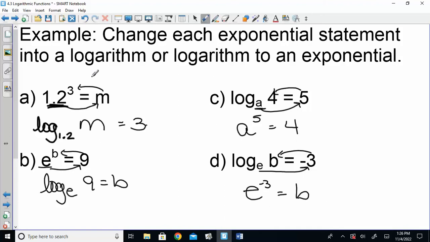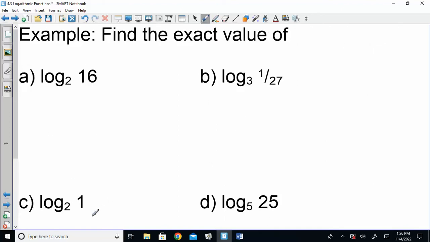Let's practice evaluating logs. I want to find the exact value on these. I'm asking you, what does log base 2 of 16 equal? Now there are different ways of doing this. You could change it to exponential form.